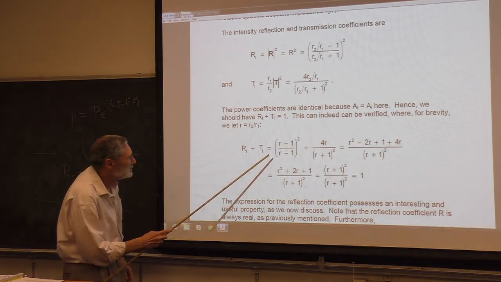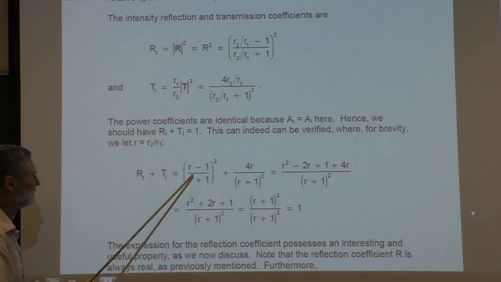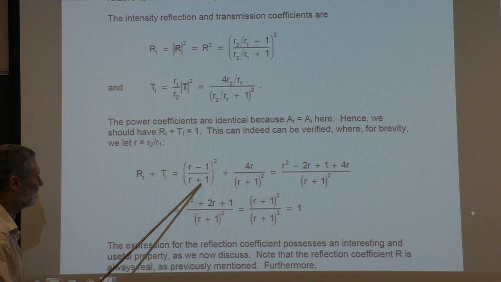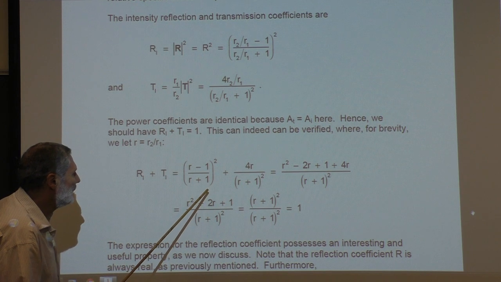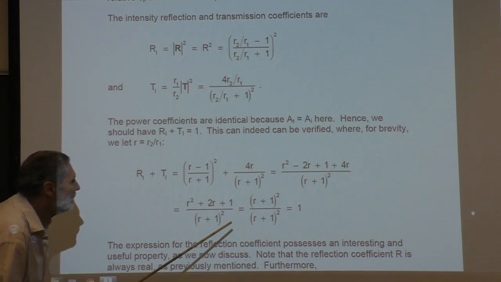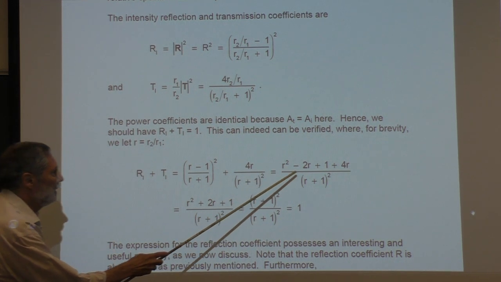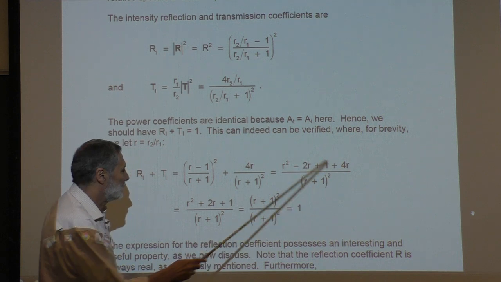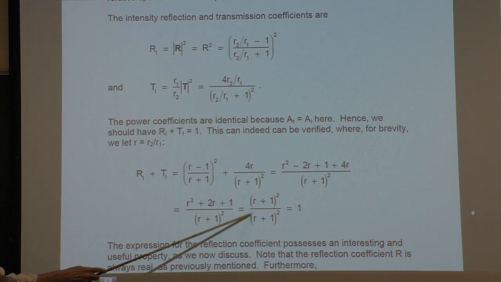So let's go through this. Here's the intensity reflection coefficient, intensity transmission coefficient. They both have the same denominator. That's nice. Bring them underneath here. And you can see that we have a simplification here. This is going to be plus 2r. And this is a perfect square. So sure enough, we end up with 1.